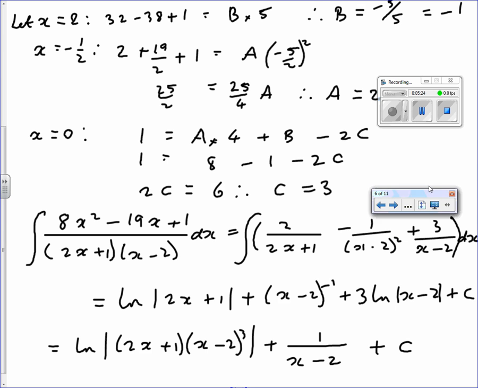The derivative of x minus 2 would be 1, so you can think of this as being 1 times the derivative of x minus 2, to the power minus 2, and we can use the rule of adding 1 to the power and dividing by the new power.